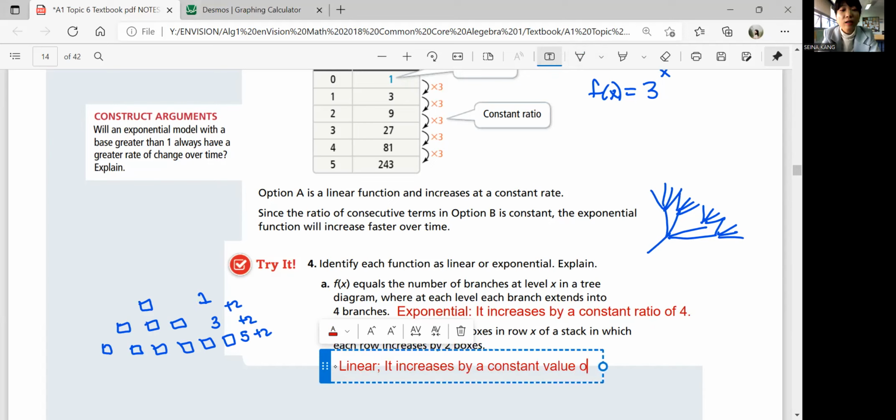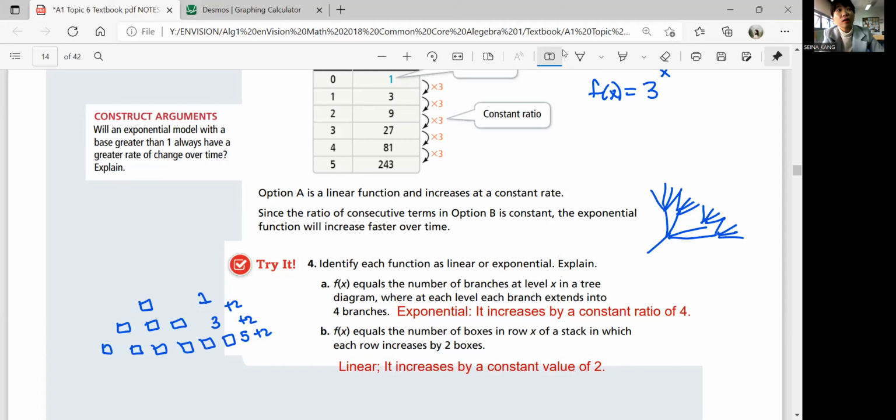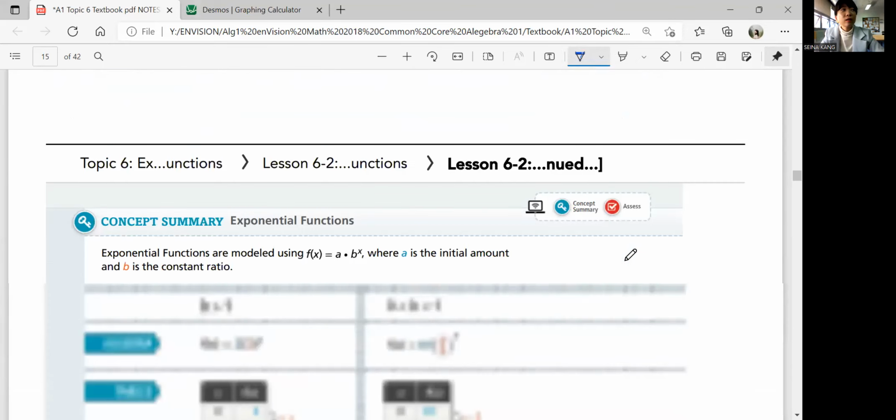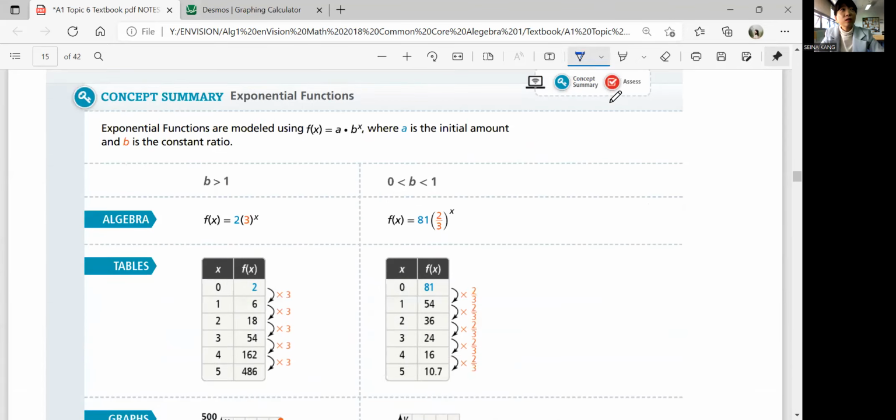The constant value is like a slope. It's an addition. Exponential, you have a constant ratio and it's a multiplication. Multiplication always goes faster than addition. Correct? Correct. All right, let's summarize our lesson, exponential functions. Remember that exponential functions are modeled using f of x is equal to a times b to the x power, where a is the initial amount and b is the constant ratio.